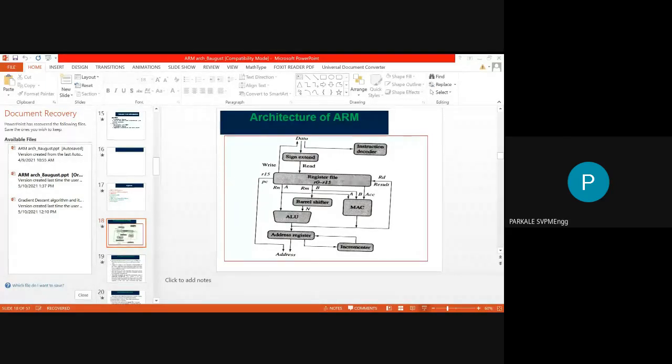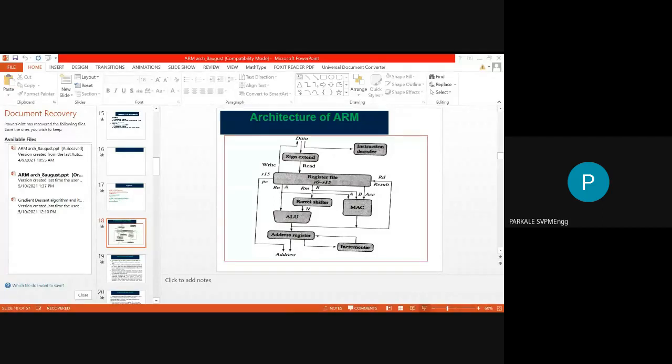So this is the simplest architecture of ARM. Just see, nothing complex in this architecture. Simple blocks: data, instruction decoder, sign extend hardware, then register file, barrel shifter, ALU, address registers, and incrementer. However, there is one more block remaining, that is called a MAC. Now what is MAC? MAC is called a multiply and accumulate unit.